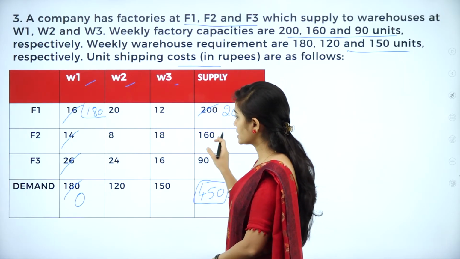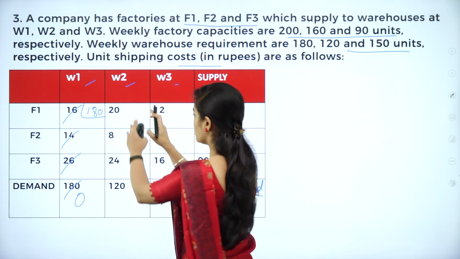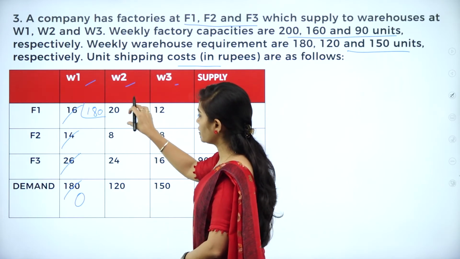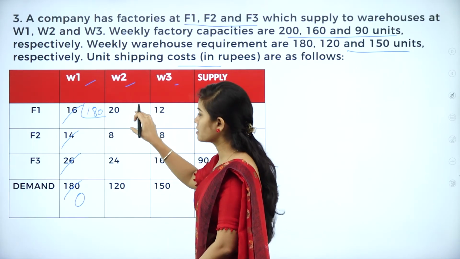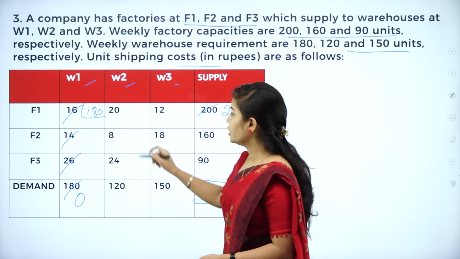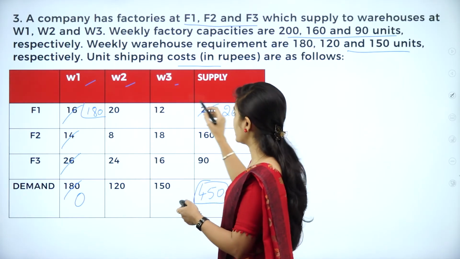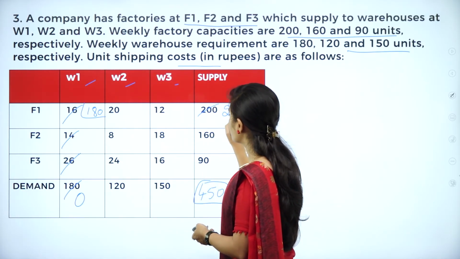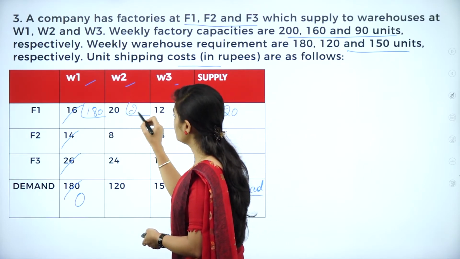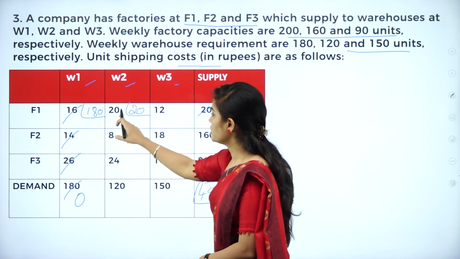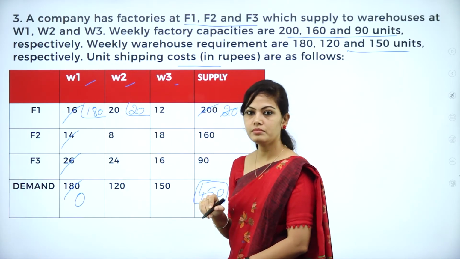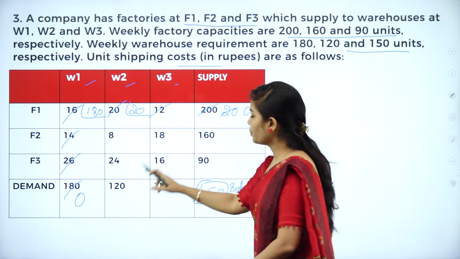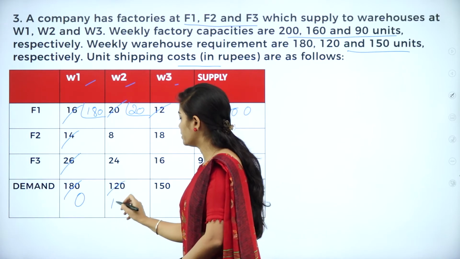And the next north corner cell: out of these you can select the next corner value. So the north corner value is 20. You check the demand value and supply value of 20. The demand value is higher than the supply value. So 20 is lesser than 120. I will allocate 20 to this cell, and it will become 0. If it is 0, I can cancel this entire row. 120 minus 20 is 100.